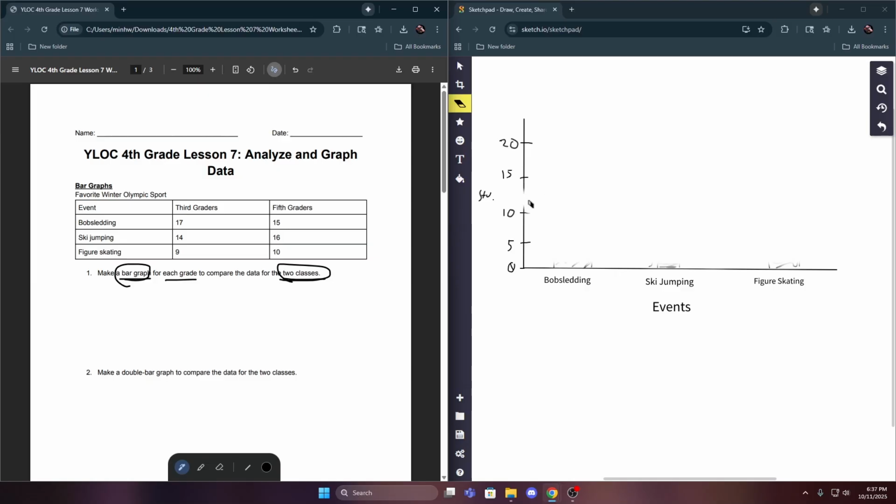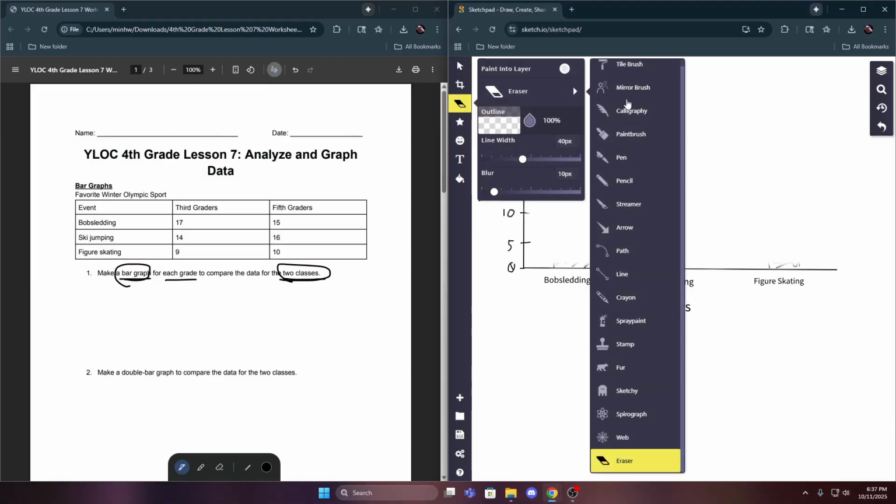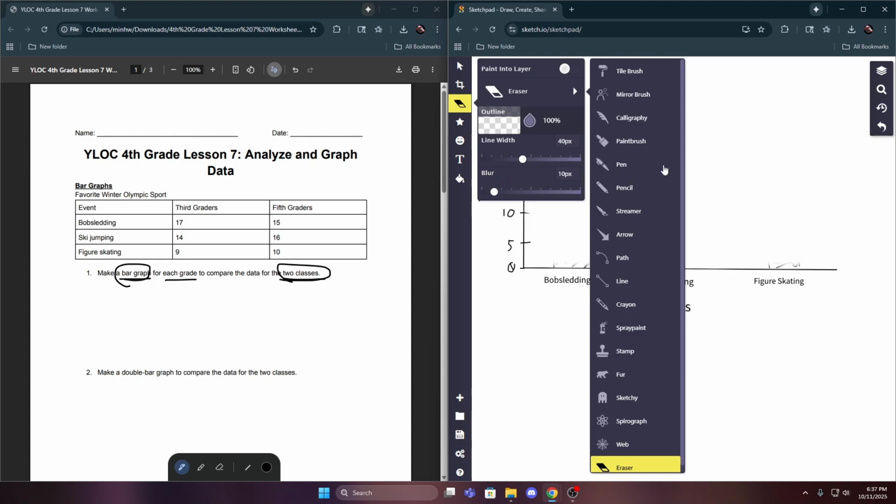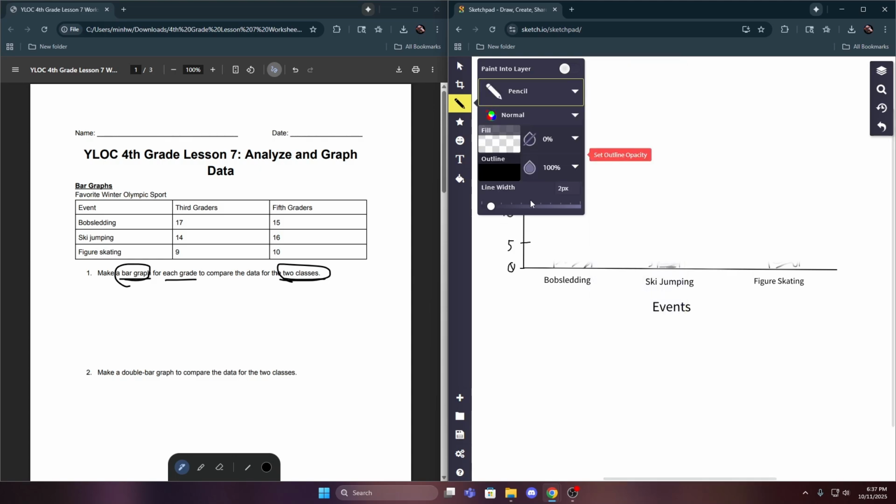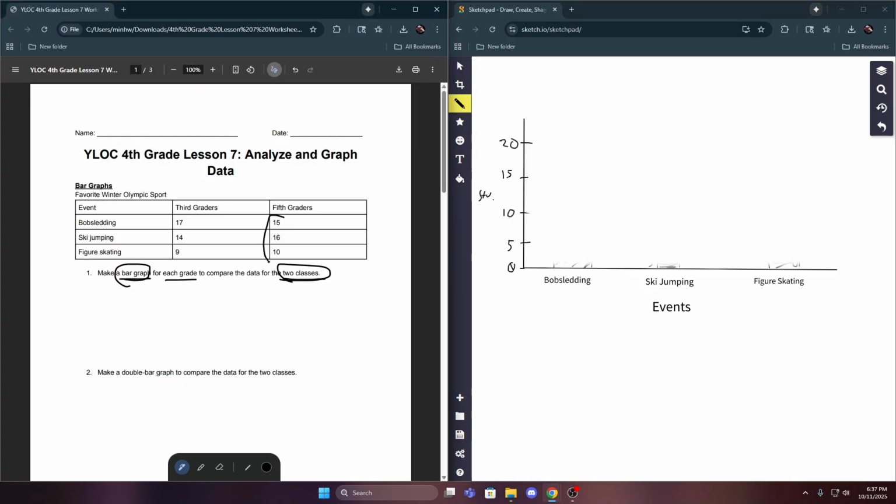Now for fifth graders, we can do the same thing, but just simply change the bars that we made. So I already just erased it for you. And now we can just look at these numbers and put them in. So there's 15 for bobsledding. So we're going to put that right up to 15. Again, pretend this is filled out. And for ski jumping, we have 16.